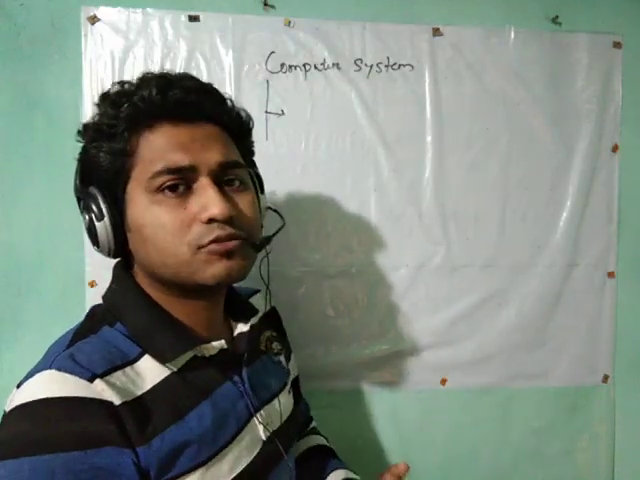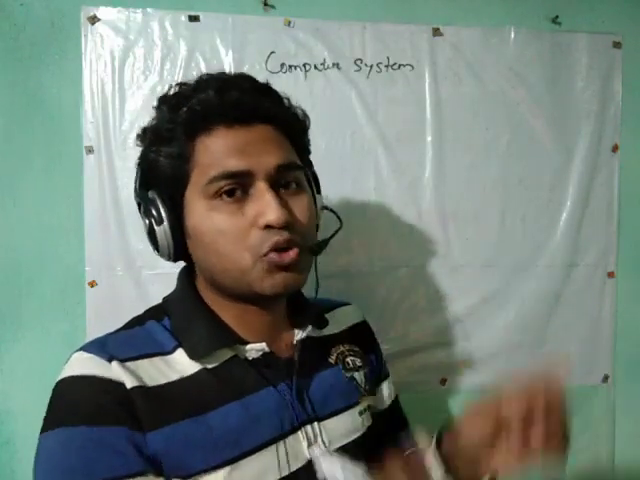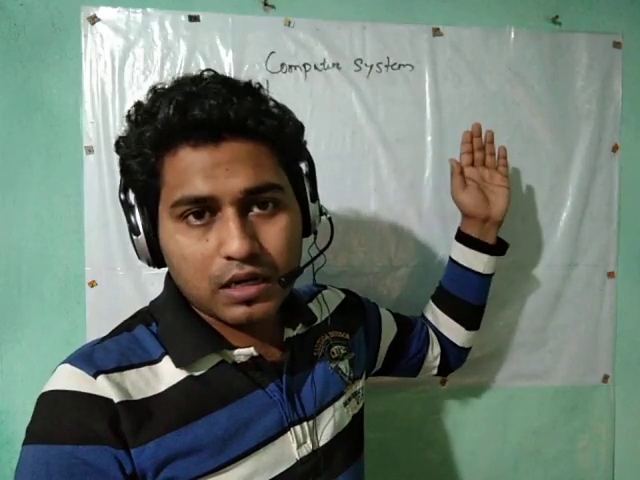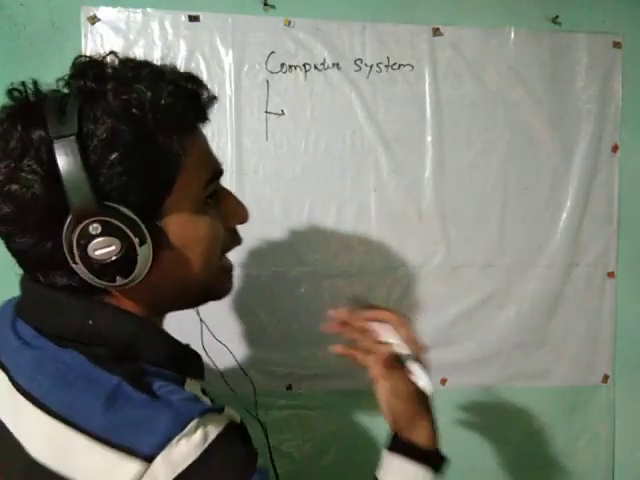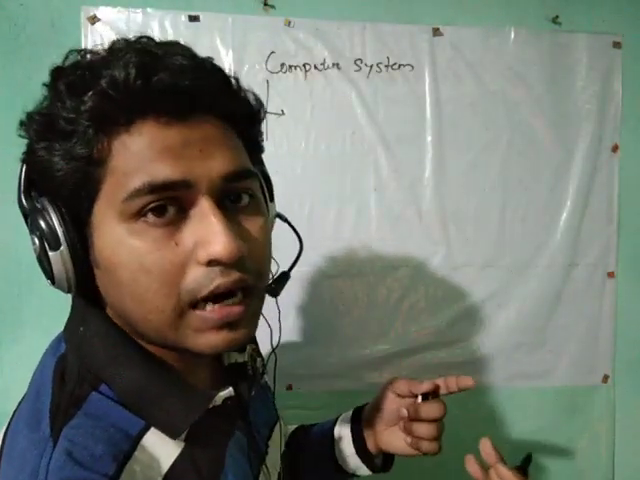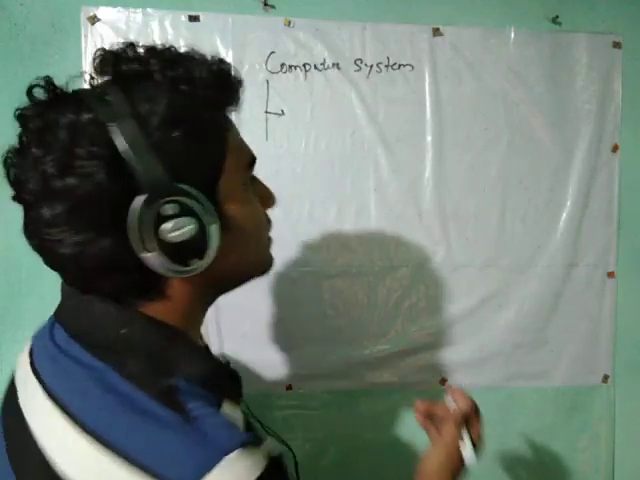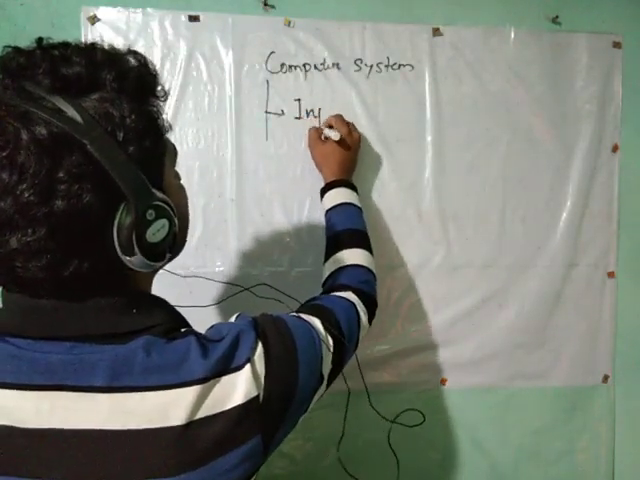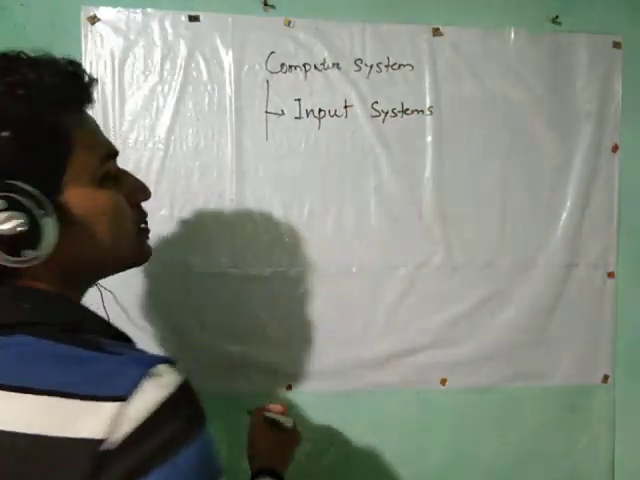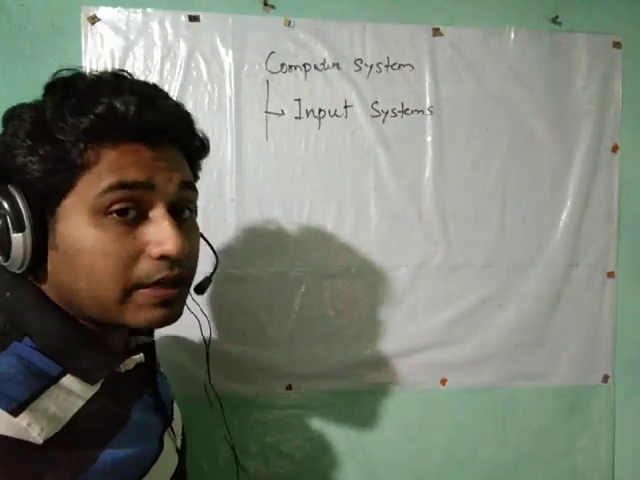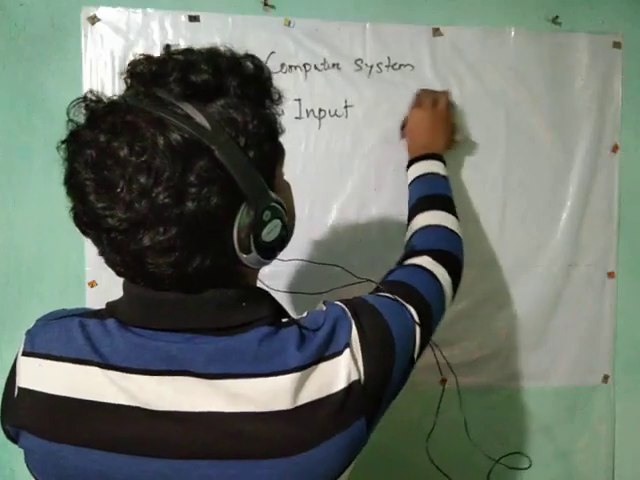See, to build any system, you must have some components or some categories of components which construct a whole system. Similarly, for a computer system, we will have some devices which are recognized or considered as what? Input systems. Understood? You may also write it as input devices.